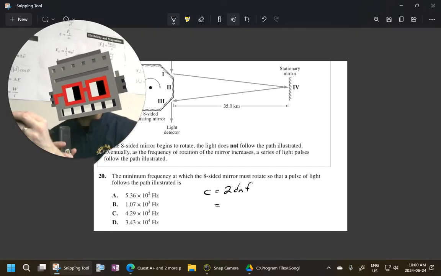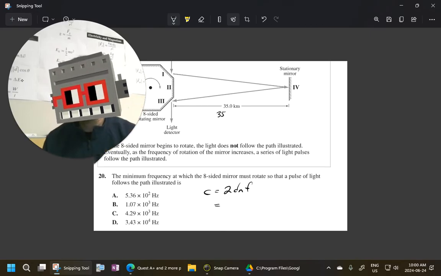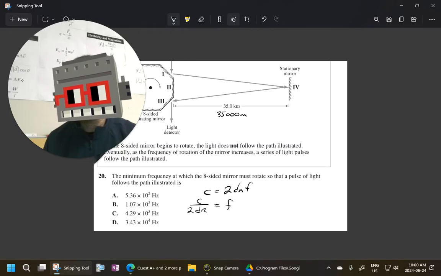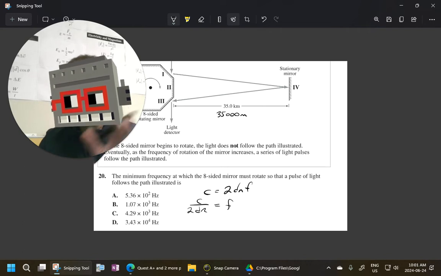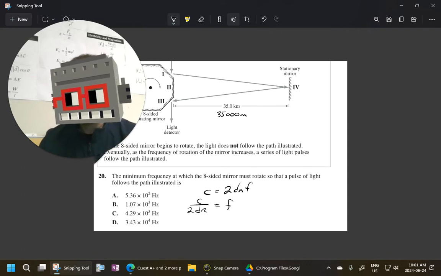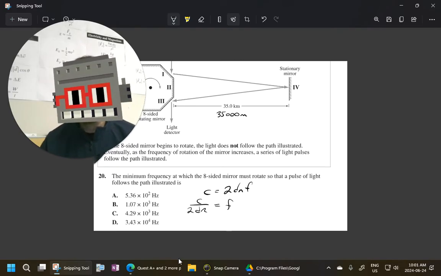But since they only give me the one-way distance, the 35 kilometers, it's going to go back. Remember, 35 kilometers is 35,000 meters. So make sure you times that by 2. Okay, so we're looking for F here. So C is equal to 2DNF, and N being the number of mirror sides, we've got 8, D being the 70,000. And if they don't tell you what the speed of light is in the question, just assume it's the 3 times 10 to the 8. So I get 536. So that's going to be A.